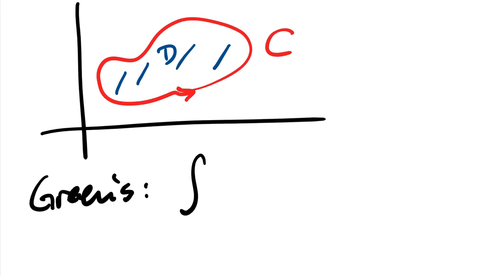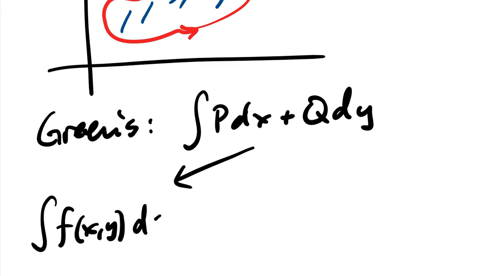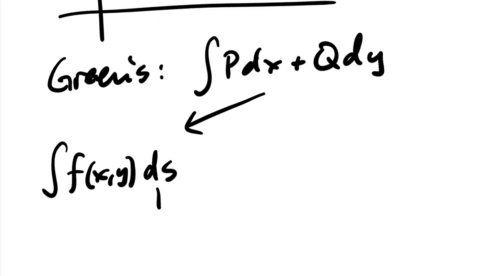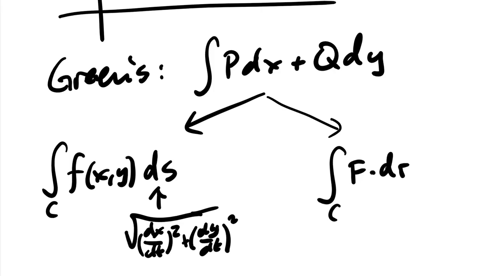When you do this line integral P dx plus Q dy, there are two ways that we've looked at this. We've looked at it using the line integral like for density, f of x, y, ds, where this ds was sometimes written as the quantity dx over dt squared plus the quantity dy over dt squared. So this was one way that P dx plus Q dy was expressed. The other way, over C, was in terms of work, where we have a vector field.